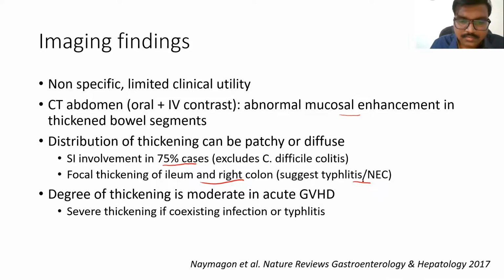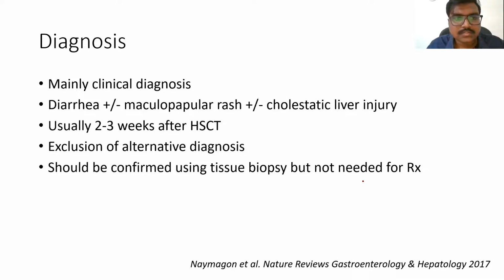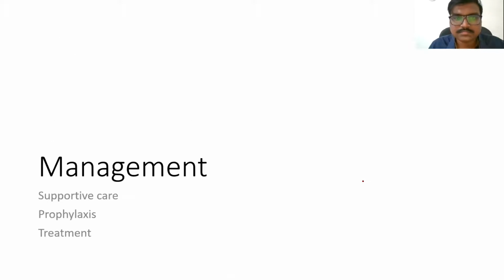And usually the degree of thickening is moderate in acute GVHD, but severe thickening can occur if there is a superimposed infection or there is necrosis. So diagnosis is mainly on clinical grounds because of the classical multi-system involvement of diarrhea with maculopapular rash or cholestatic liver injury. It usually happens 2 to 3 weeks after stem cell transplant, and we have to thoroughly exclude alternative diagnoses, and we should try and establish the diagnosis using tissue biopsy. However, it is not necessary for starting the treatment.